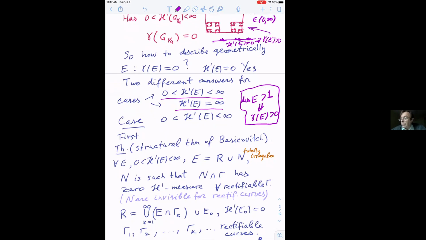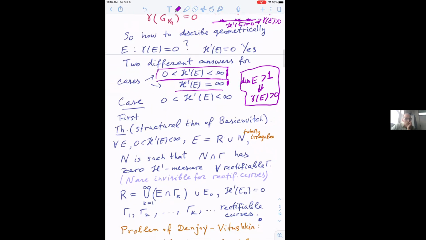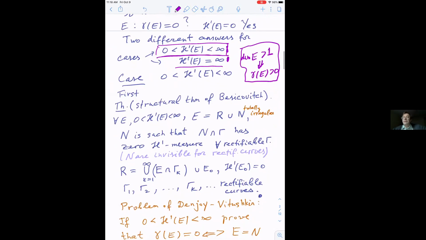And dimension 1, again, has 3 cases. Length 0, then we know, Painlevé already answered. Length positive and finite, that's one case. And length infinity is another case. And it turns out that the answers in these 2 cases are completely different. And so we first consider the first case. It's very interesting. And actually, what happens in this case is called Danjoy's problem. I will formulate Danjoy's problem in a minute.